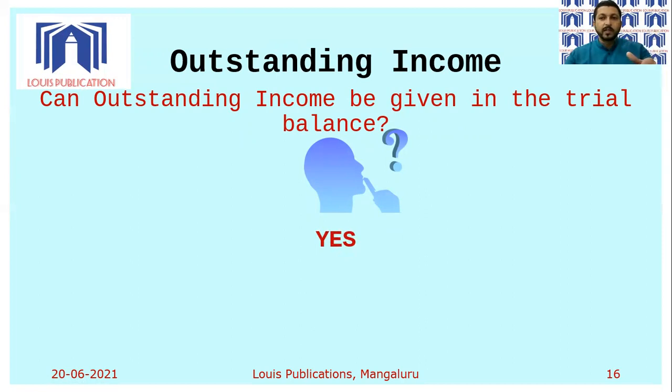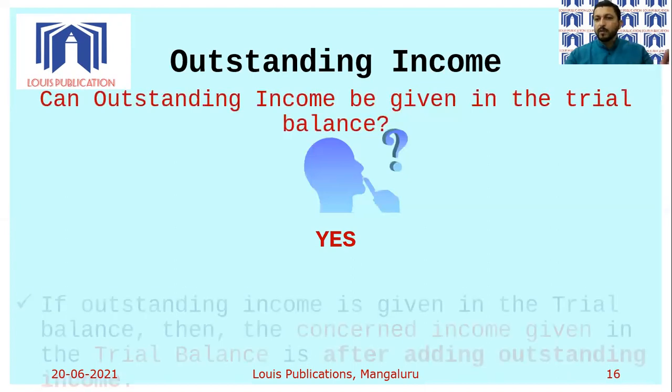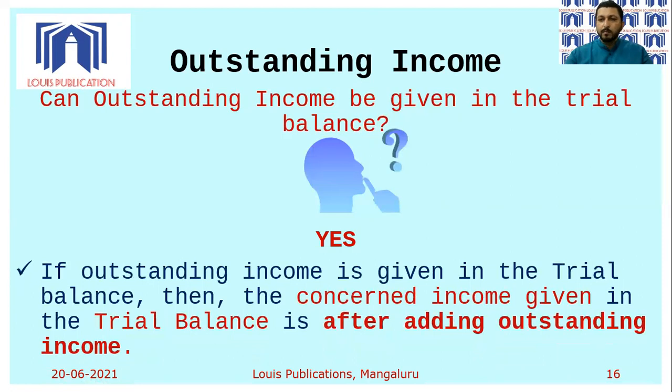Now, if it is given in the trial balance, then what about that value? Simple. Whatever value is given in the trial balance means that the outstanding income amount is already added to the concerned income. So the concerned income given is after adding outstanding income. That's why, if given in the trial balance, you will have only one effect.